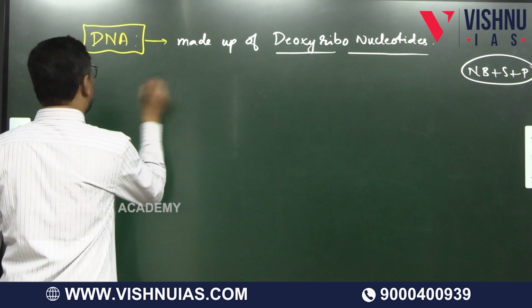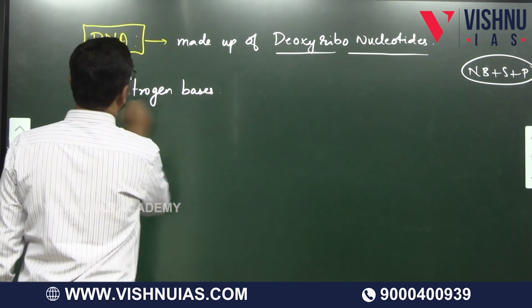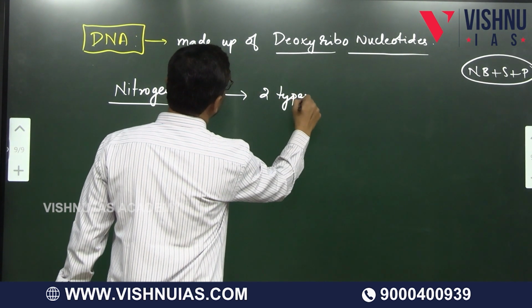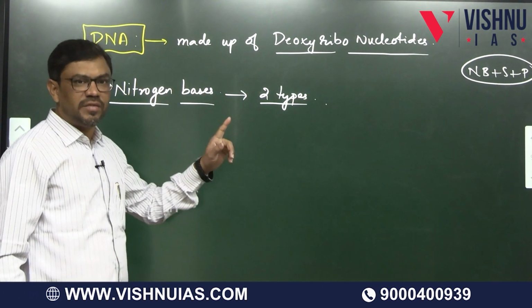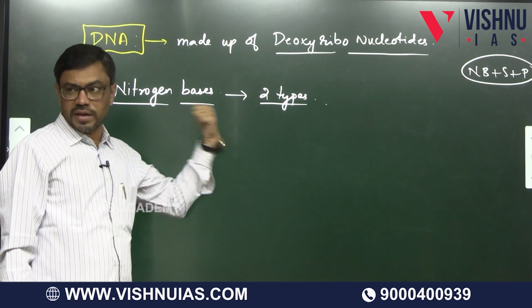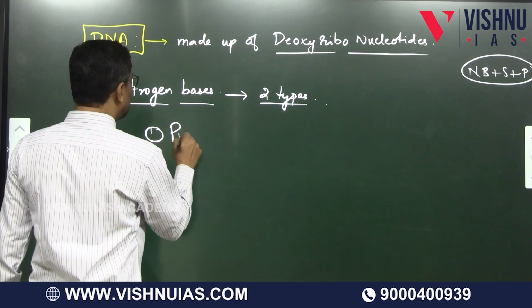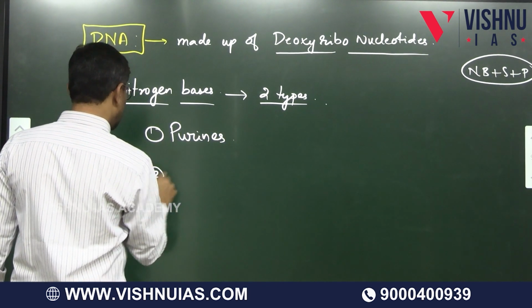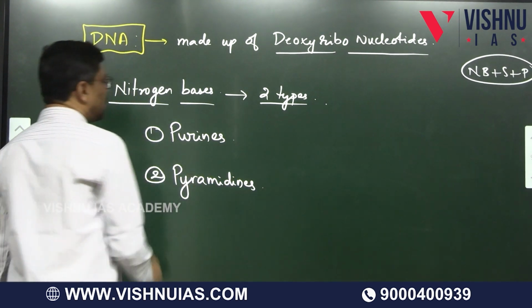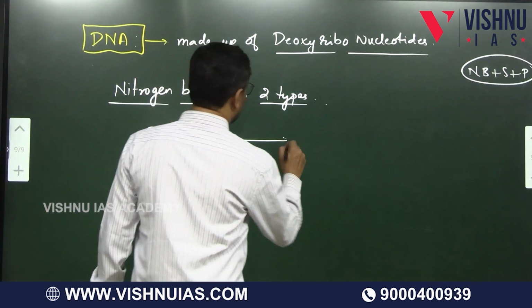So let us see what are nitrogen bases. There are two types of nitrogen bases. Name itself indicating, they are basic in nature. They are alkaline in nature and they contain nitrogen, the nitrogen compound. The two types are purines and pyrimidines. Purines, again two types.